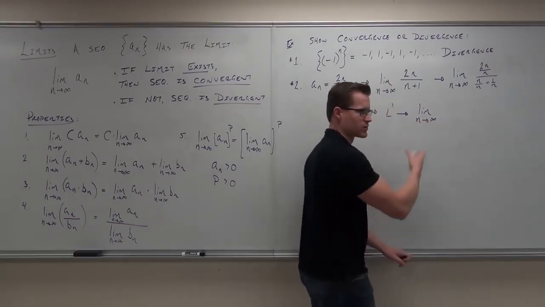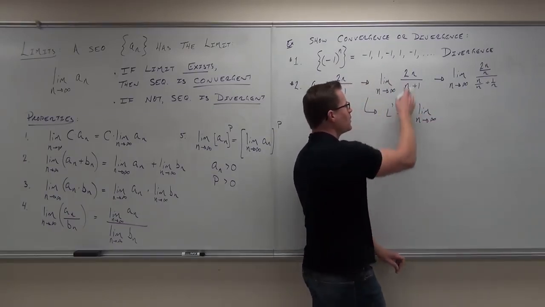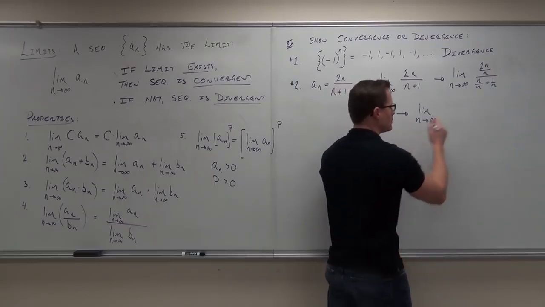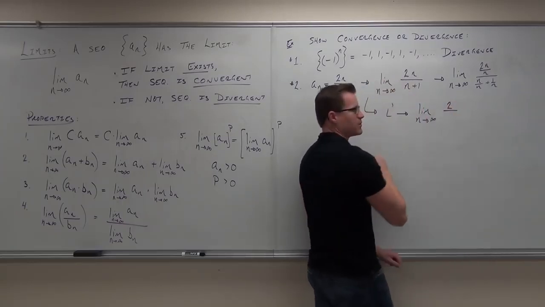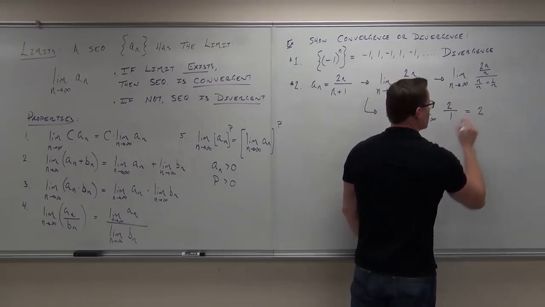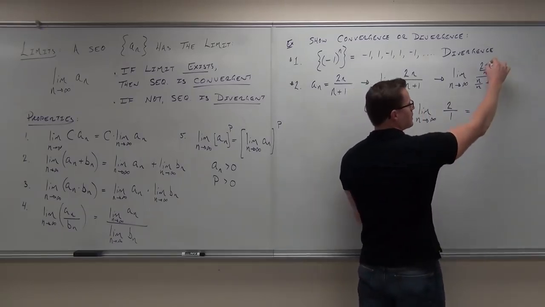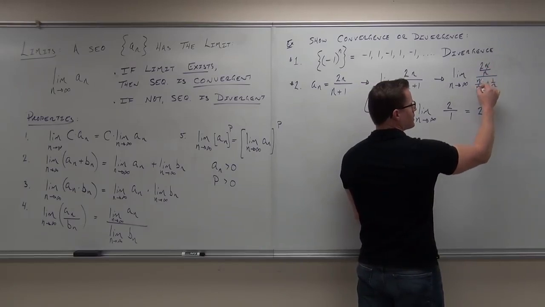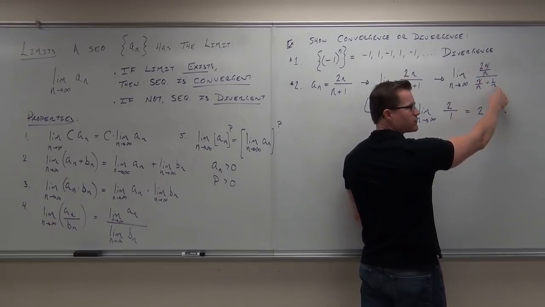Since we've just done L'Hopital, this way is probably going to be nice for us. What's the derivative of 2n? 2. What's the derivative of n plus 1? 1. What's that limit? 2. Notice that if you were to do this, n over n is 1, n over n is 1, 2 times 1 gives you 2.